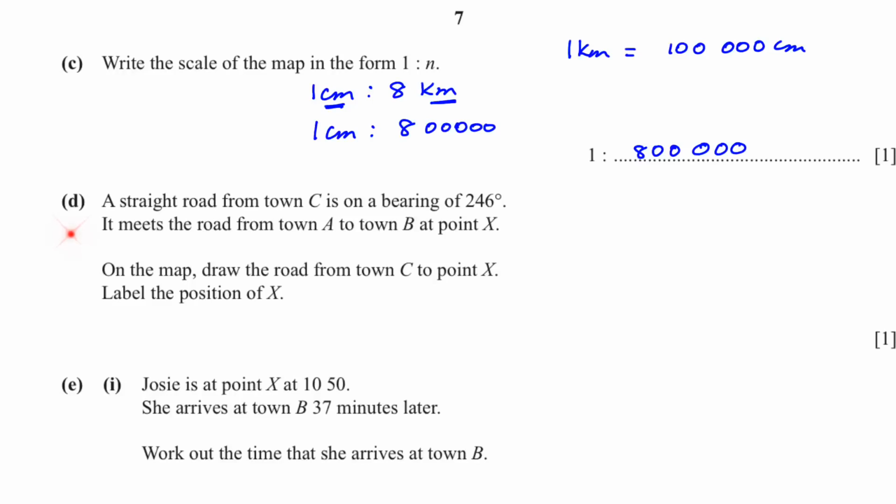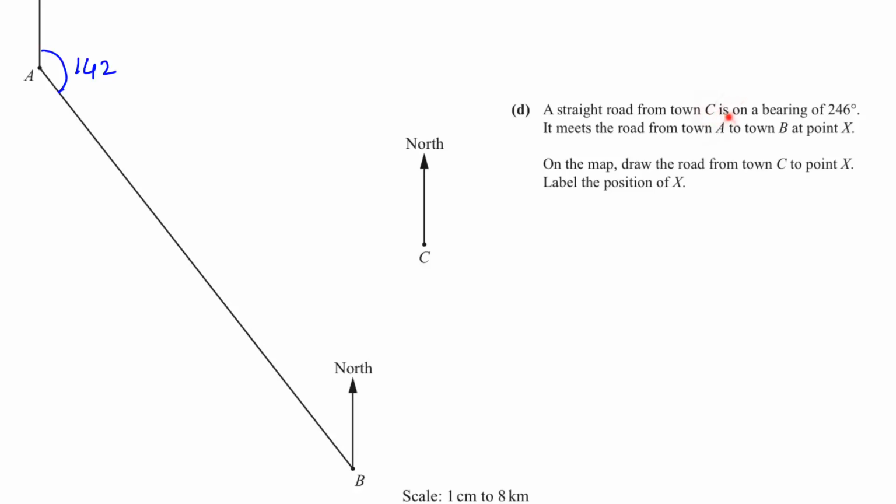Question number D. A straight road from town C is on a bearing of 246. It meets the road from town A to town B at point X. On the map, draw the road from town C to point X. Label the position of X. Okay, so C is on a bearing of 246 and it meets the road from A to B at point X. So somewhere here you will get it.